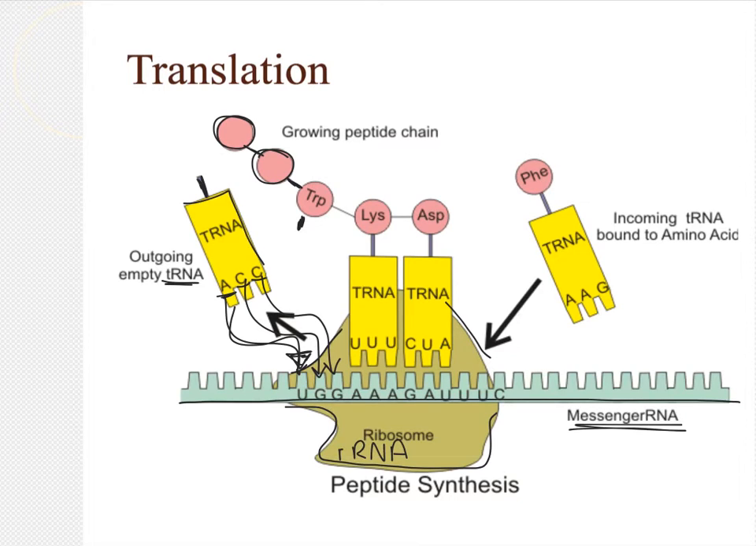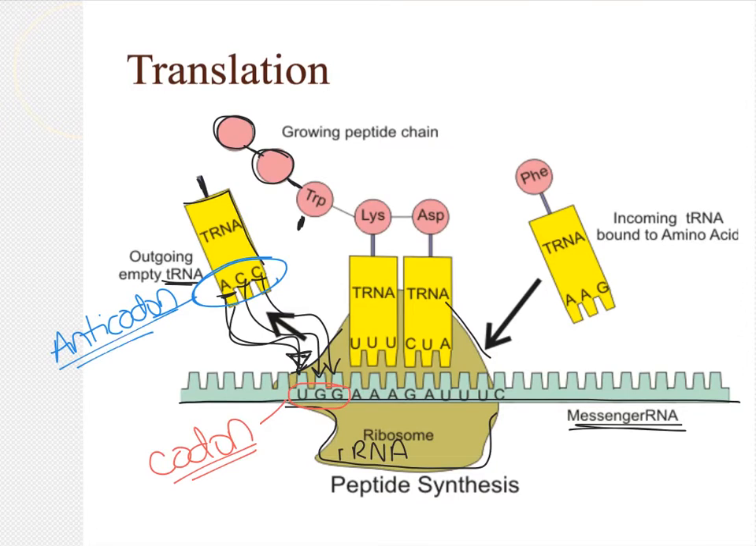So the set of 3 letters right here, that's called a codon. Make sure you mark your notes. That's called a codon there. The set of 3 letters right here on our transfer RNA is called an anticodon. And so they match up with each other and they can make sure they bring in the right piece.